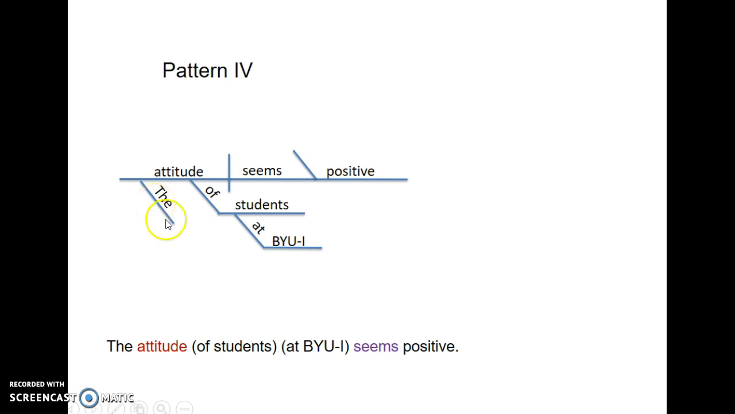We put our definite article and our 2 prepositional phrases. Attitude of students is clarifying which attitude we're talking about, functioning as an adjective. And then at BYUI is clarifying students. So that is diagrammed below students to clarify what particular students we're talking about.